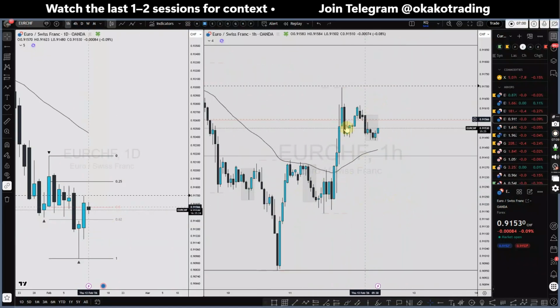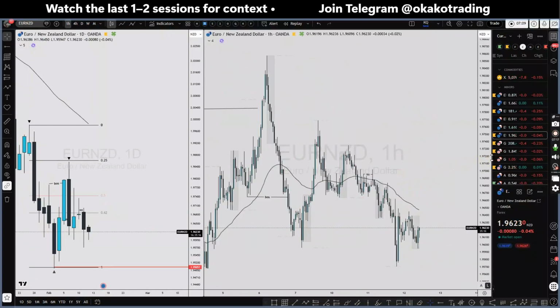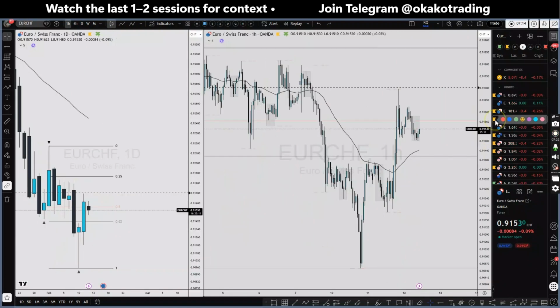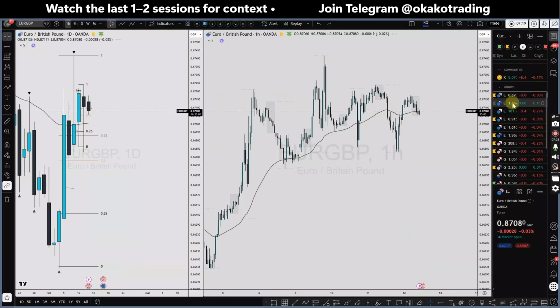The environment is pretty much bullish right now. There is no clean setup right now here, so I'm just gonna avoid it. Euro CAD, nothing. Okay, I just need to keep this in my watch list. I'm gonna remove this from my watch list.